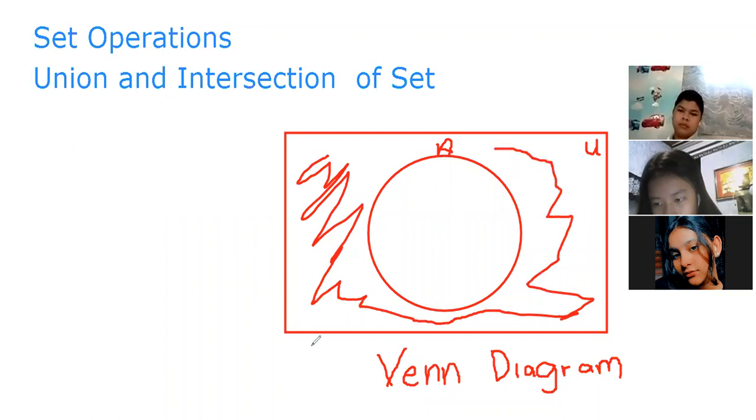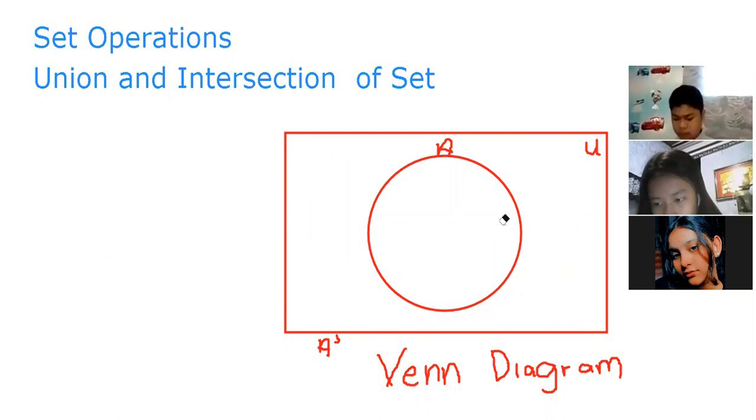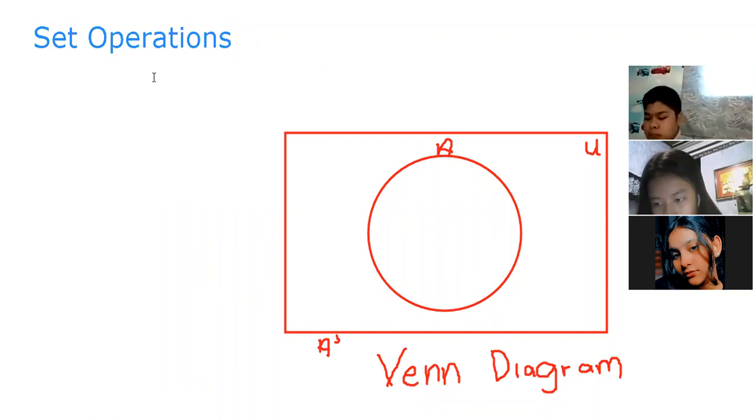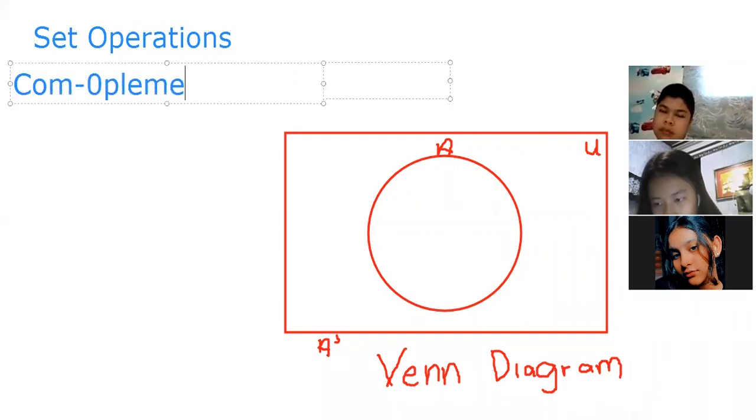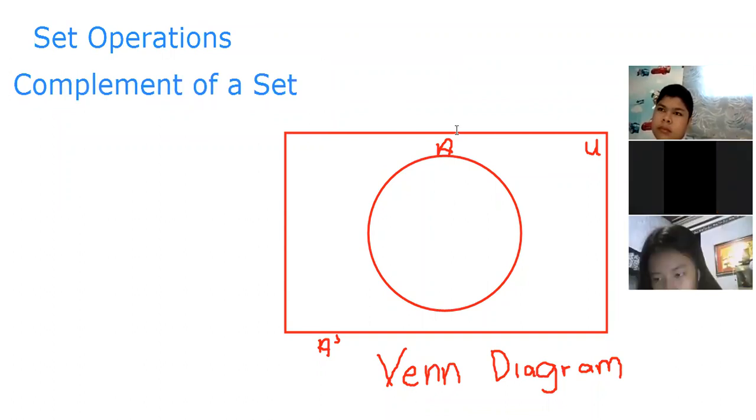Then, lahat na nasa universal set is the A complement. Okay? Lahat na nasa universal set is A complement because it does not belong to the set A. Complement means not belong to the particular set. Okay? So, we have complement of a set.